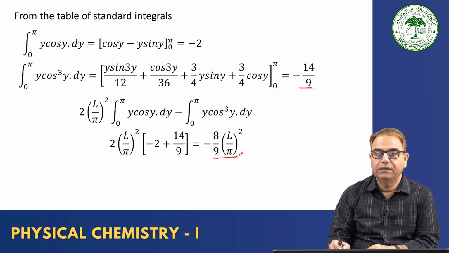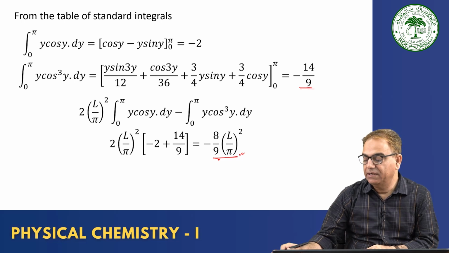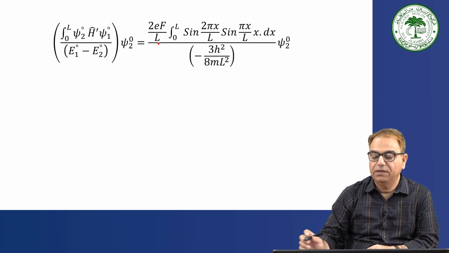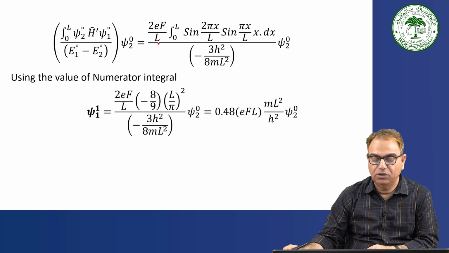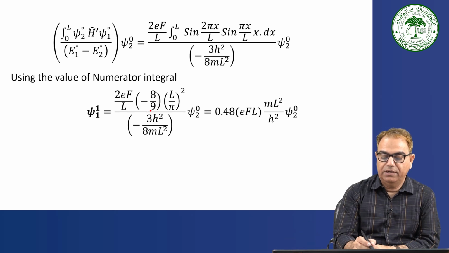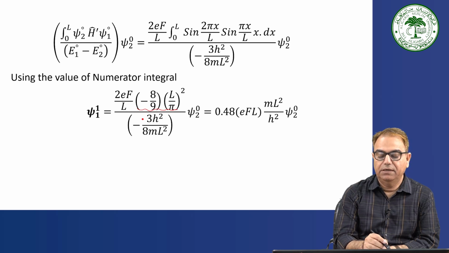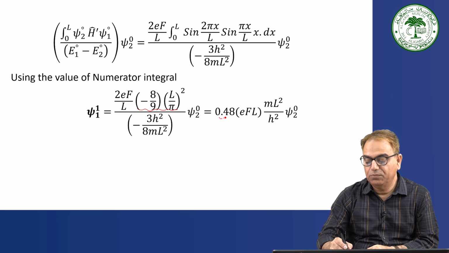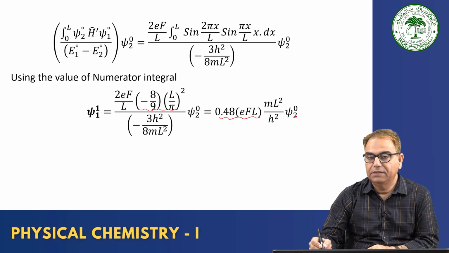This is the integral in the numerator, which I have shown you in the earlier slide. Okay. So this is only the integral part. If you go for the full solution, beyond the integral, you have 2EF divided by L also. So you put the values using the value from the numerator integral. Everything is same. This was the value of integral. So we can write it like this one. And if you solve this, what do you get? You get 0.48 into EFL ml square divided by h square pi psi 2 naught.